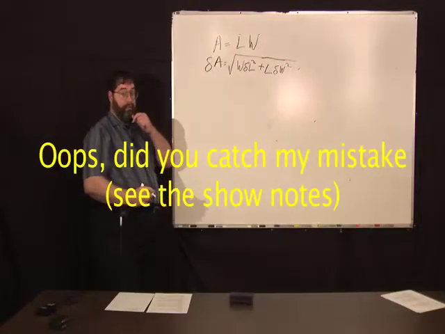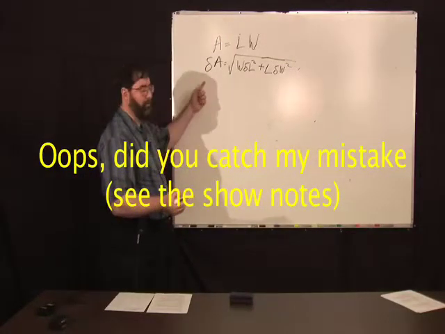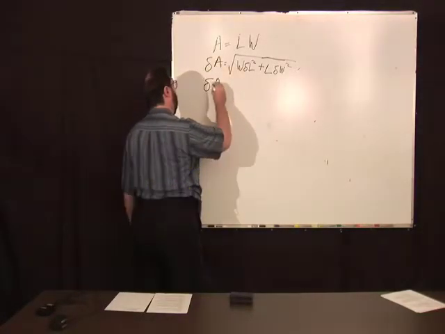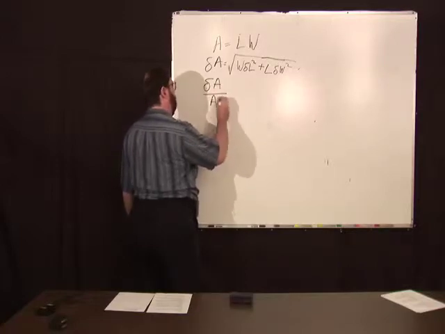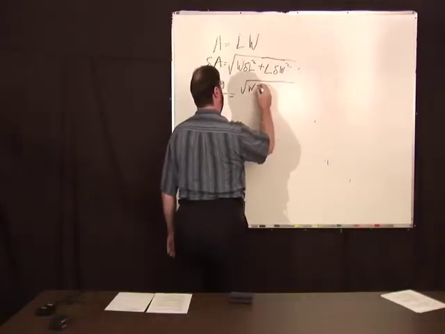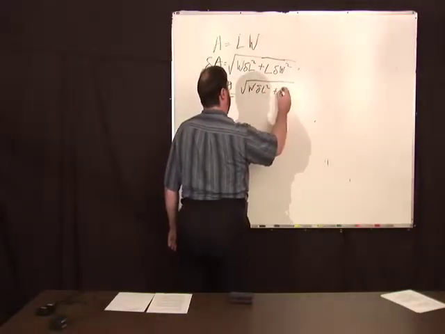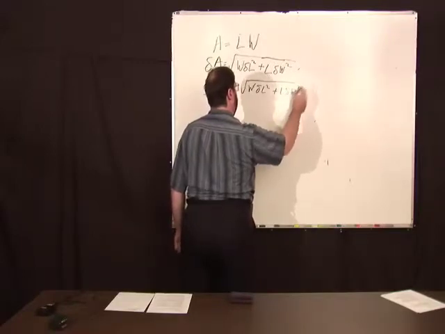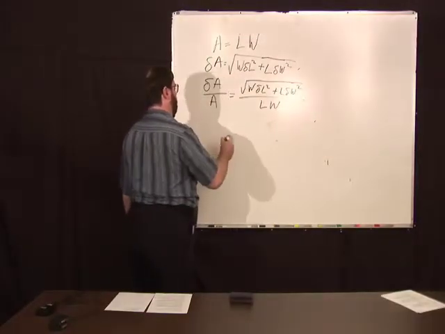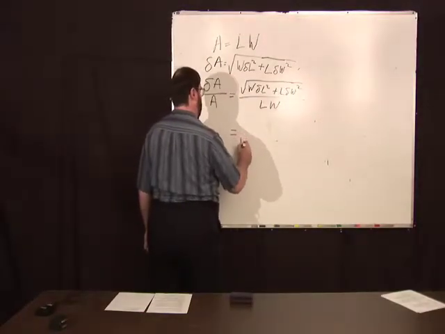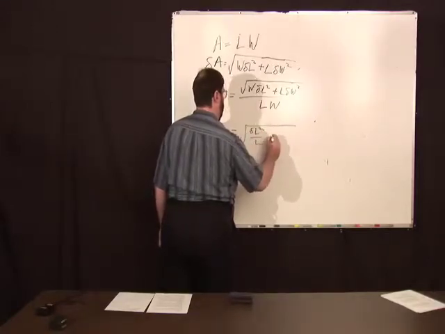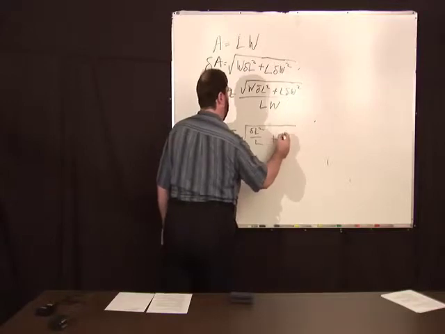Oftentimes you want to know the relative error in the area, the uncertainty in the area. So that would be delta A over A, which is equal to this, the square root of W delta L squared plus L delta W squared, over LW. Well, putting that in there, you end up with L squared over L. You can work this out for yourself. It's not that hard.